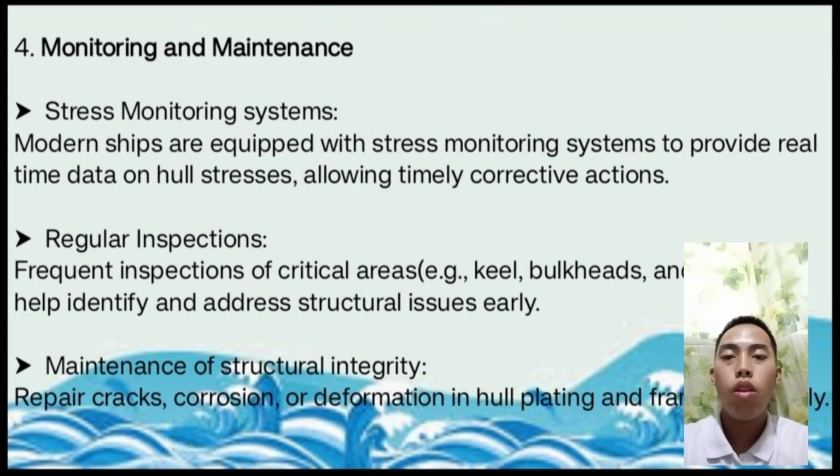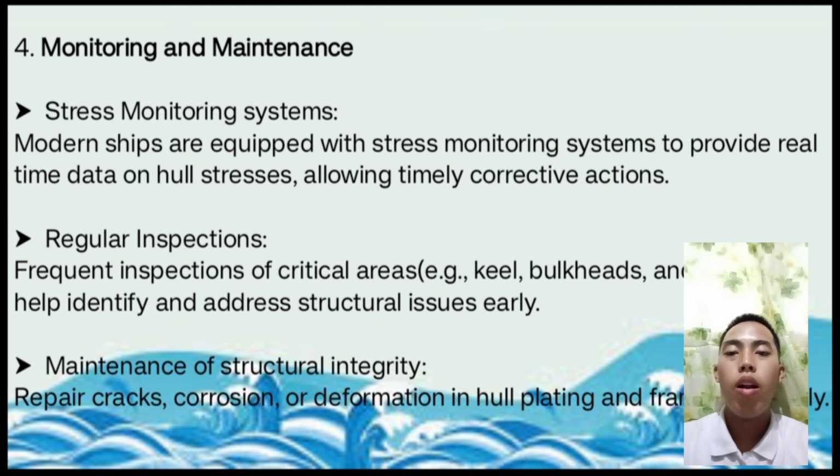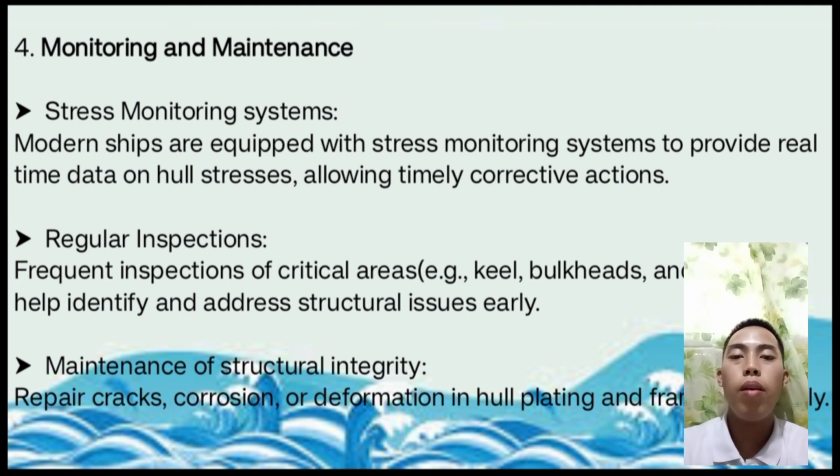Fourth one is monitoring and maintenance. There are three types also: stress monitoring system, regular inspections, and maintenance of structural integrity. So stress monitoring system, modern ships are equipped with stress monitoring system to provide real-time data on hull stresses, allowing timely corrective actions. Next, regular inspections, frequent inspection of critical areas, for example, keel, bulkheads, and framing, help identify and address structural issues early. And last one is maintenance of structural integrity, repair cracks, corrosion, or deformation in hull plating and frames promptly.